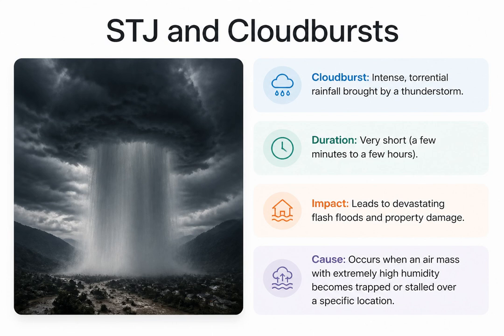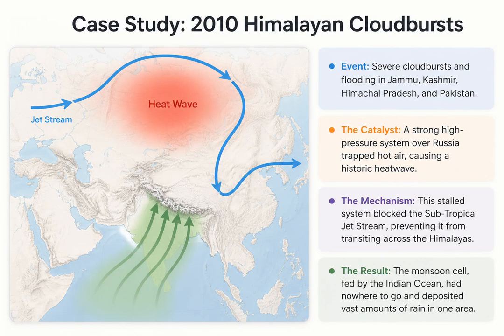Cloudbursts happen when a highly humid air mass gets physically trapped or stalled over a specific geographic location, forcing it to dump all its moisture at once. A perfect example of this occurred in 2010.